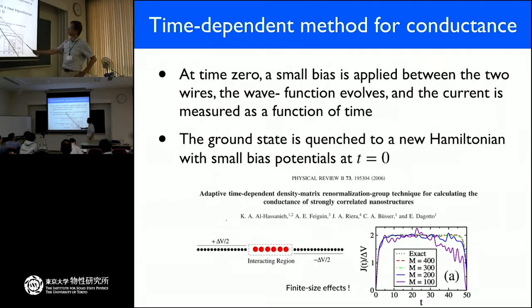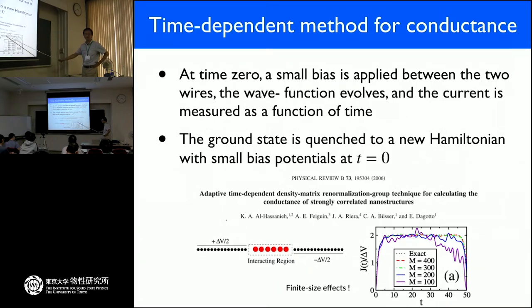We basically prepare the ground state and then quench the ground state at t equals zero with some small bias potential. And we're not the first ones to try this. It has been tried before in 2006, and people used a finite size DMRG to do this. But as you can see, there is extremely strong finite size effect in their calculation.